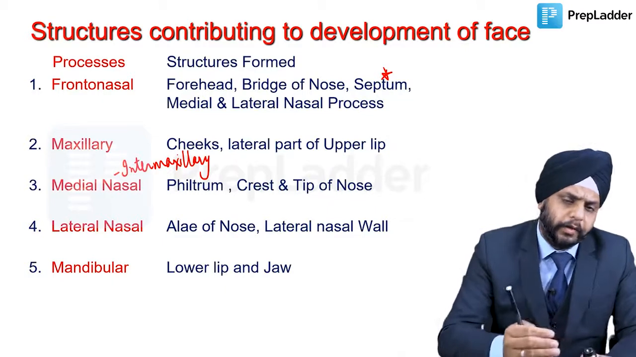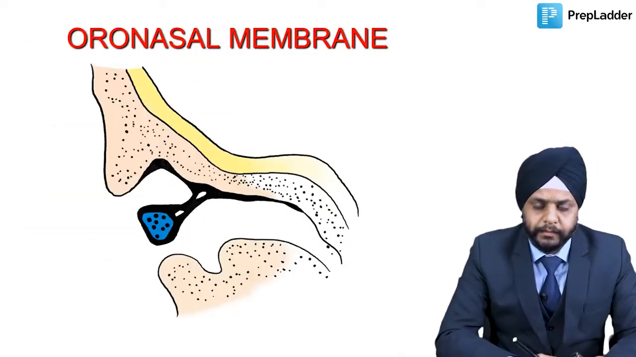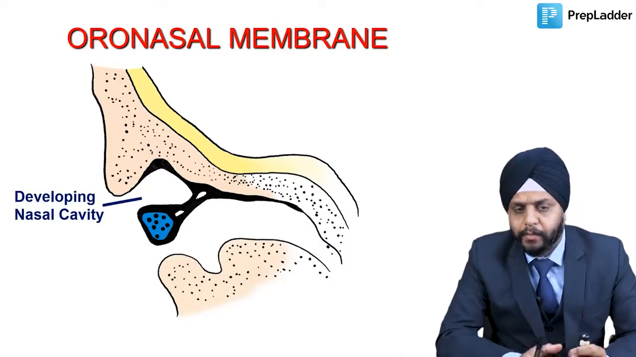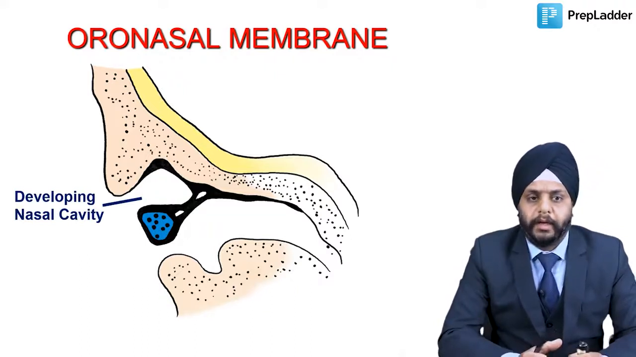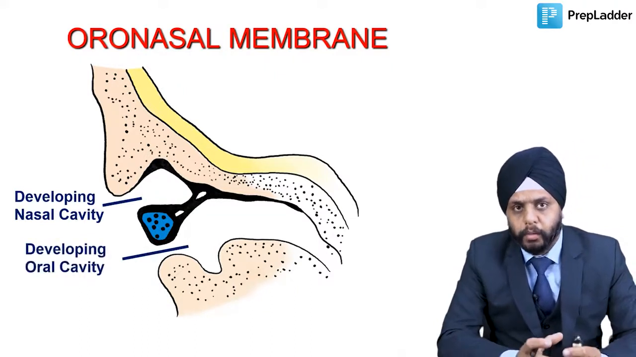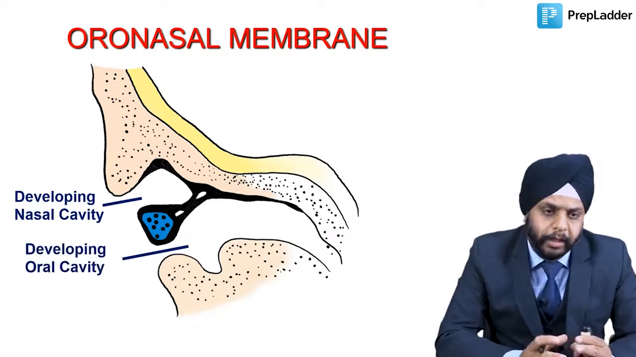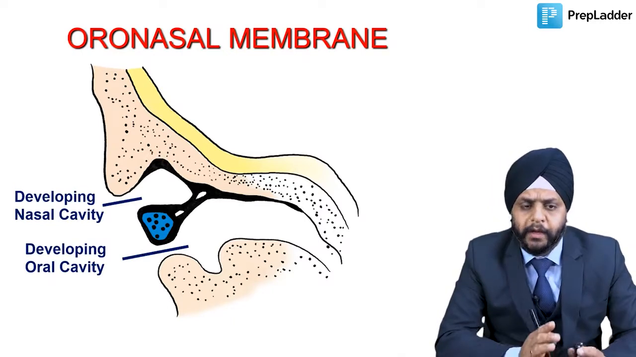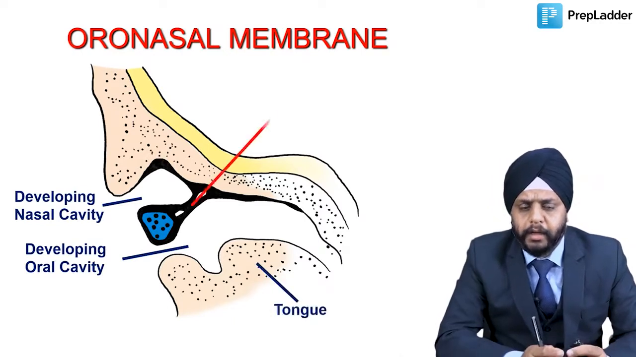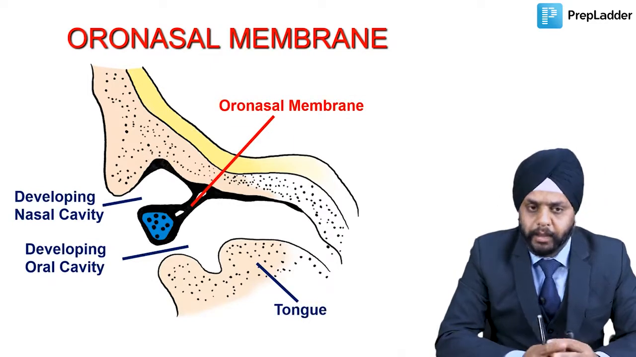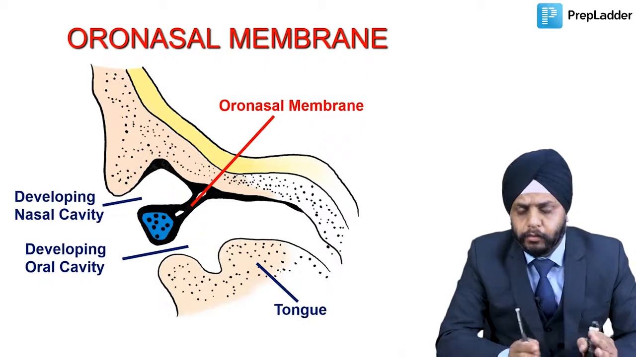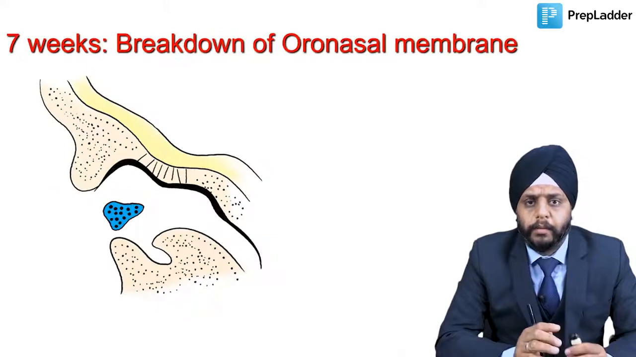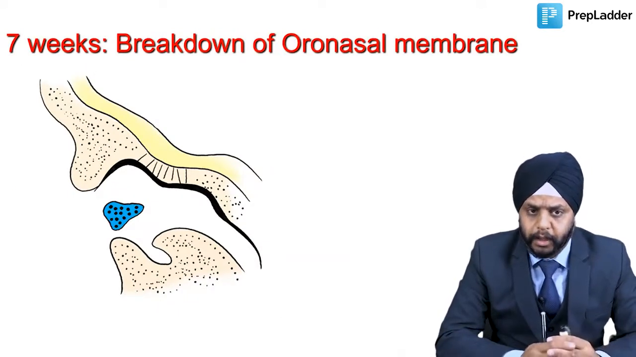Now, before we finish the embryology, let's look inside. What do we see over here? We see a developing nasal cavity. Remember, the nasal pit forms the nasal cavity, and we see the developing oral cavity, right? So we can see the developing nasal cavity and oral cavity, and we can see that they are fairly separate. They have been separated by a membrane known as the oronasal membrane. Okay, so these two cavities are separate because of this oronasal membrane, and this membrane breaks down by 7 weeks of intrauterine life.